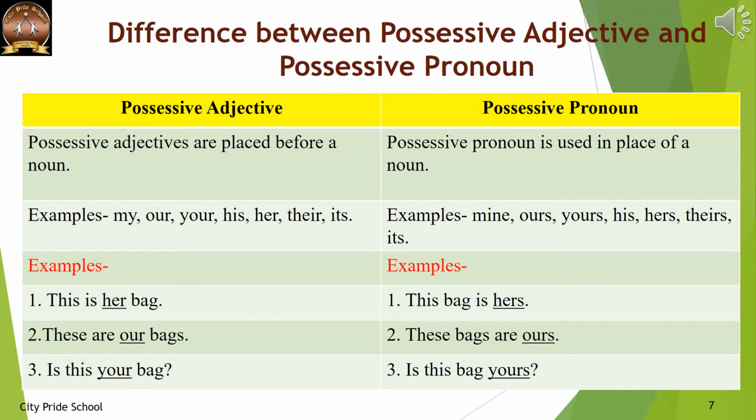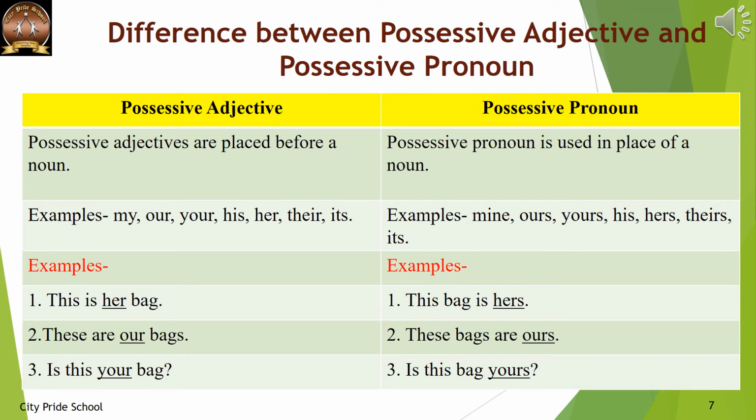Difference between possessive adjective and a possessive pronoun. What is a possessive adjective? So as we know, possessive adjectives show belongingness and they are placed before a noun, whereas a possessive pronoun is used in place of a noun. For example, the first example we'll consider, this bag is hers. So when I say this bag is Ria's, instead of Ria, I have used the possessive pronoun, that is hers. So a possessive pronoun is used in place of a noun.